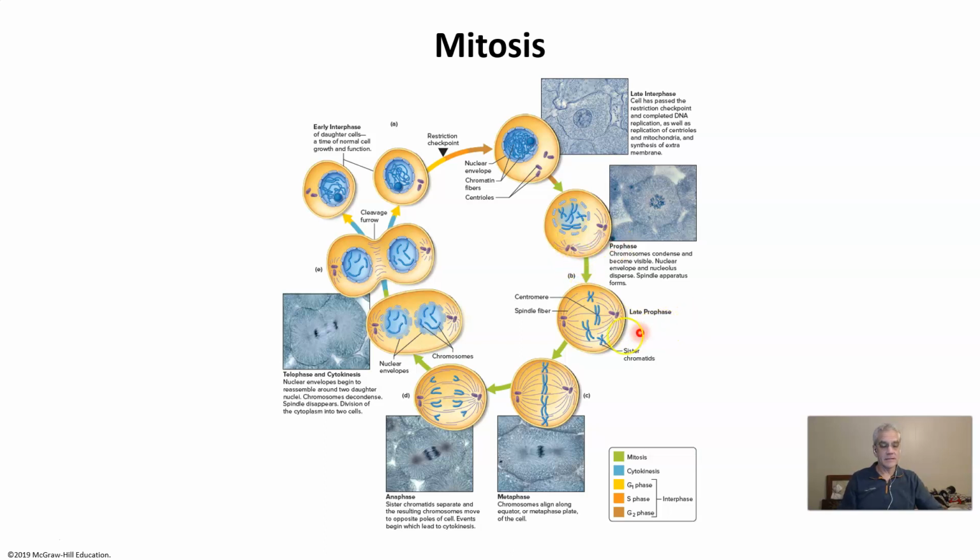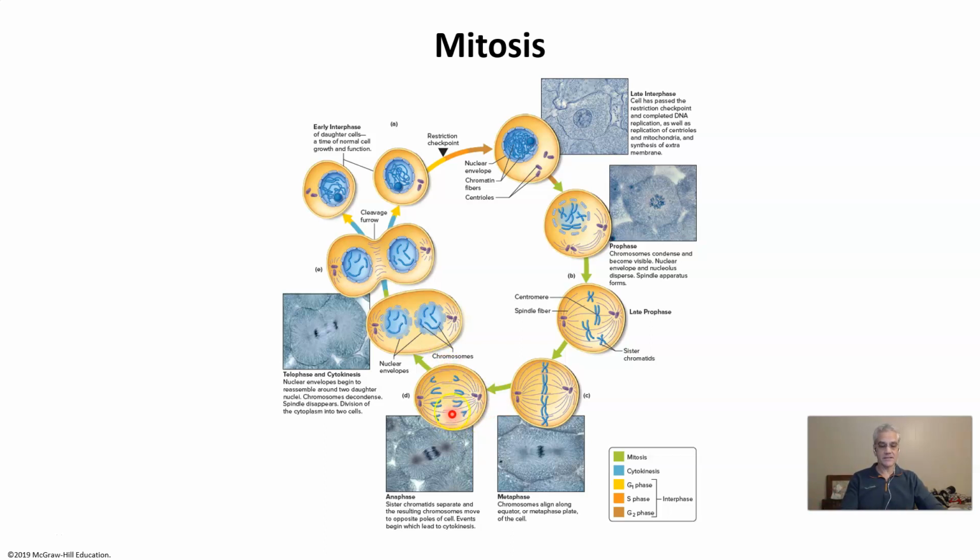Now, late prophase and then into metaphase. This is an easy way to identify metaphase. See those chromosomes line up right in the middle. When they line up, you're in metaphase. They line up on the middle of the cell. Now, the duplicated chromosomes split apart from each other.